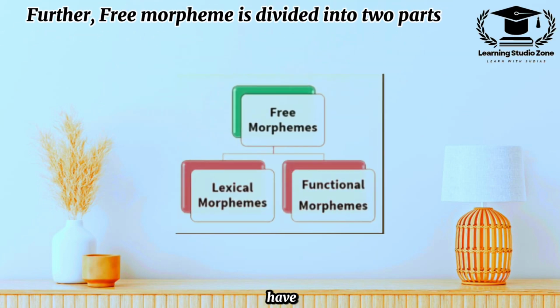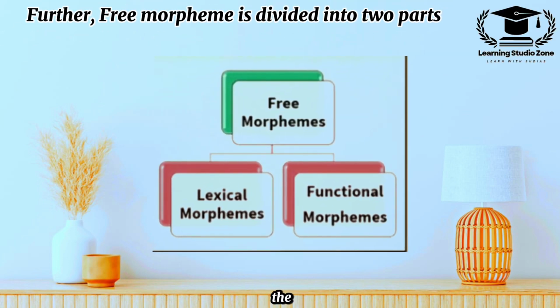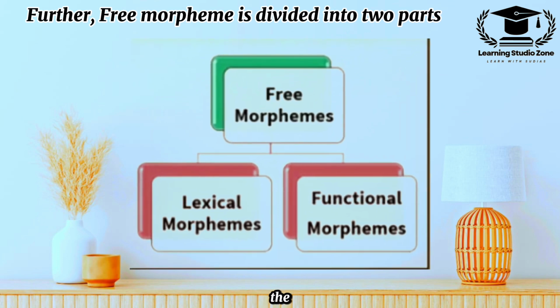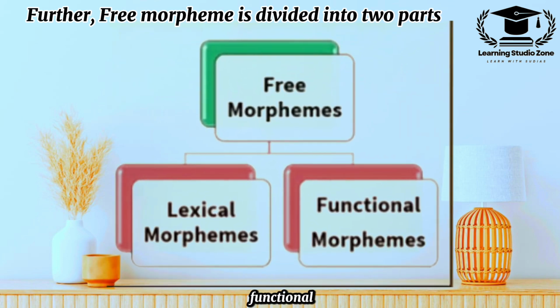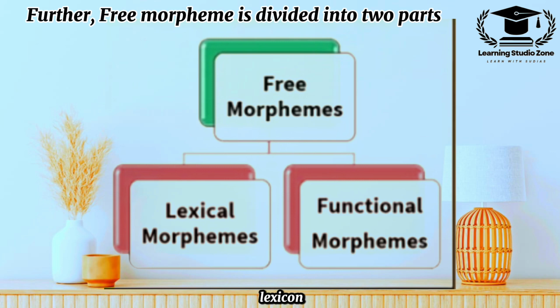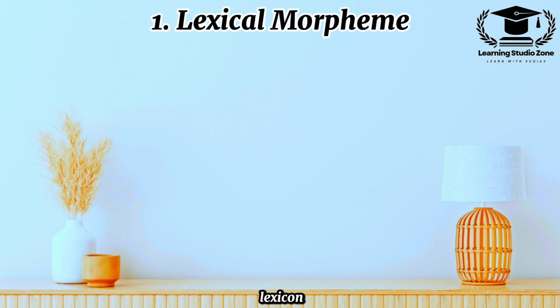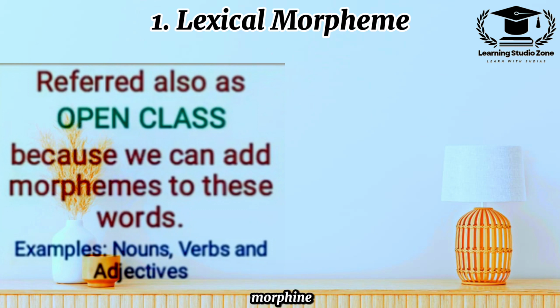Further, we have divided the free morpheme into two different types, the lexical morpheme and the functional morpheme. Let's know about the lexical morpheme and the functional morpheme. Number one, the lexical morpheme. The lexical morpheme is also referred to as an open class. We can say these are open classes because we can add more morphemes to these words.